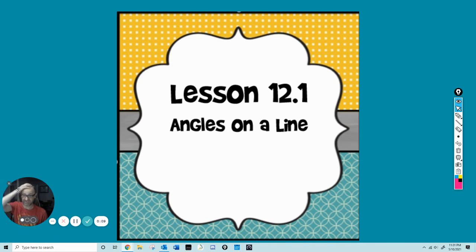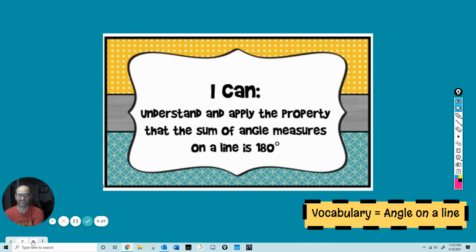We'll call it good. Welcome to lesson 12.1, angles on a line. Can you subtract numbers from 180? Okay, cool. If you can subtract numbers from 180, because we're not going to use a number larger than 180, you are going to be a rock star today. All right, cool. Now, here's your mission. I can understand and apply the property that the sum of angle measures on a line is 180.